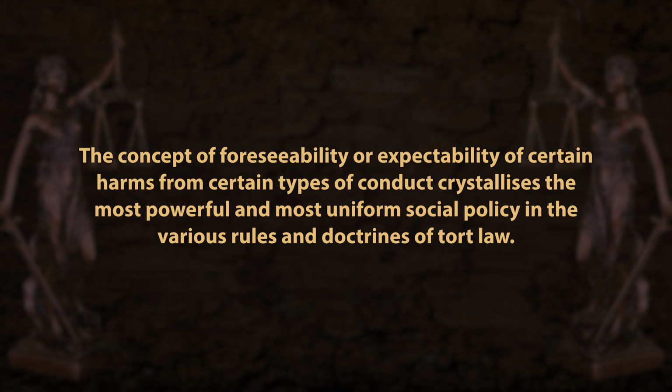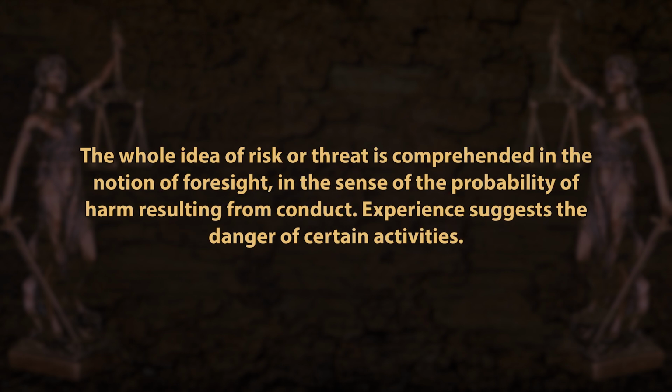The concept of foreseeability or expectability of certain harms from certain types of conduct crystallizes the most powerful and most uniform social policy in the various rules and doctrines of tort law. The whole idea of risk or threat is comprehended in the notion of foresight, in the sense of the probability of harm resulting from the conduct. Experience suggests the danger of certain activities, not particular experience of particular individuals, but general experience.